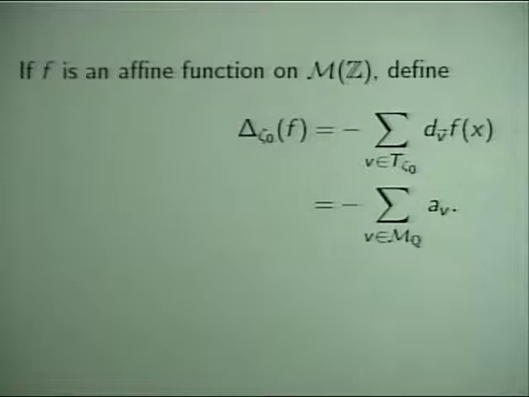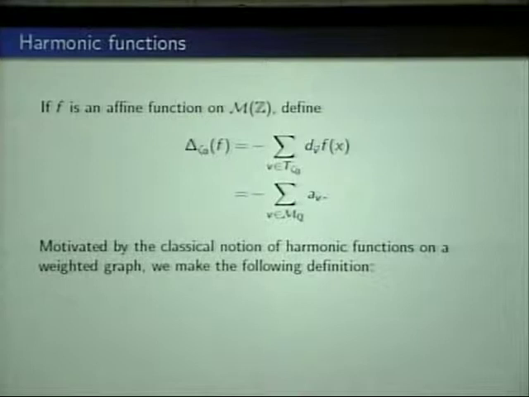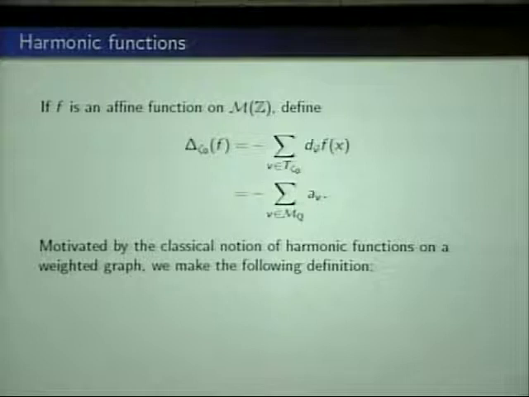So motivated by this classical notion of harmonic functions on a graph, where you can talk about functions just on the vertices. On an unweighted graph, you could just say the value at the center is the average of the neighbor values, and that would be harmonic. And in Teitelbaum's talk, we saw something like this. Actually, he had harmonic co-cycles. Those were functions on the edges. But anyway, these are related.